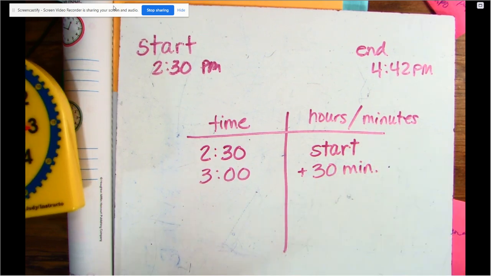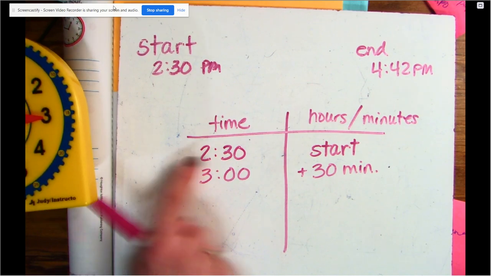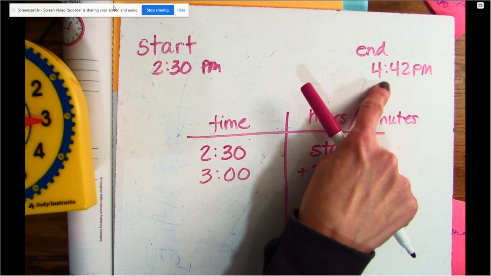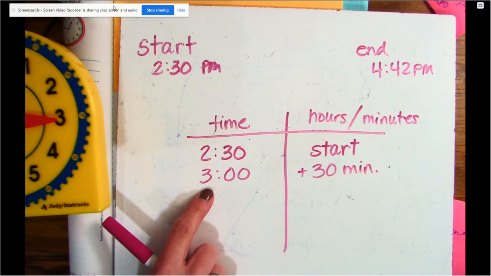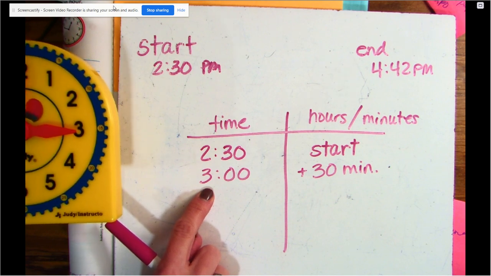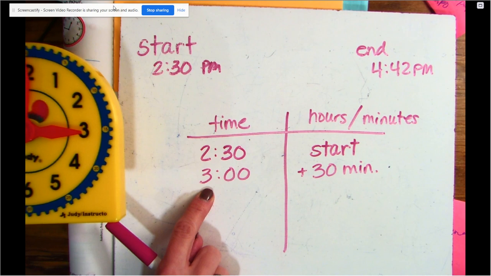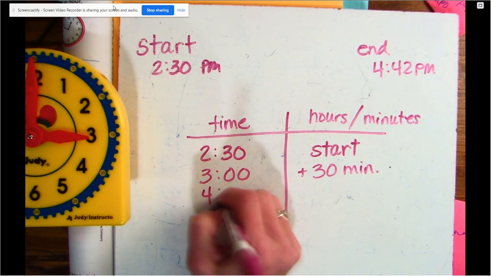Okay? Remember, my start time is 2:30. I'm trying to get to the end time of 4:42. I'm at 3 o'clock now. Okay, now I want to go by hours. Can I go to 4 o'clock without passing my end time? I sure can. I'm going to go to 4 o'clock.